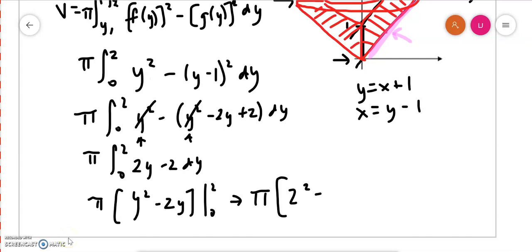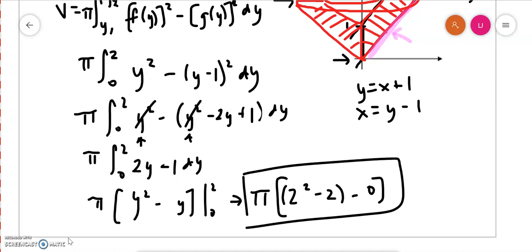just realized I made a mistake. This should be a 1, so that's a 1. So plus 1 minus 1. Y squared minus y, so 2 squared minus 2 minus, if we sub in the zeros, we're going to end up in this case with all zeros, and there is our answer.